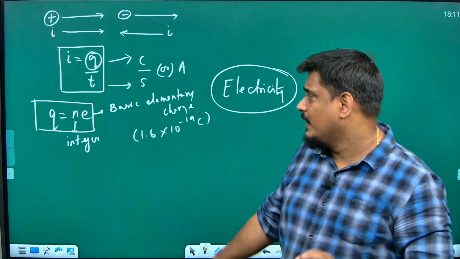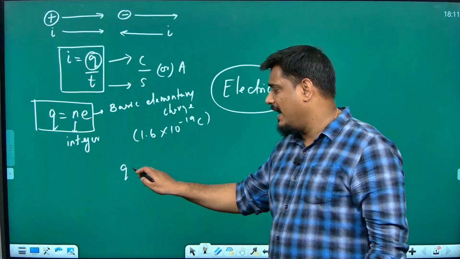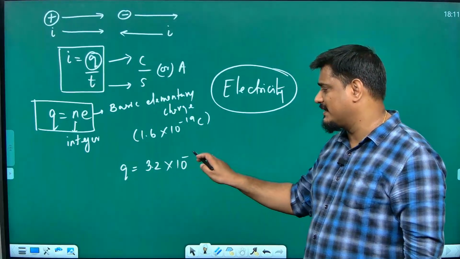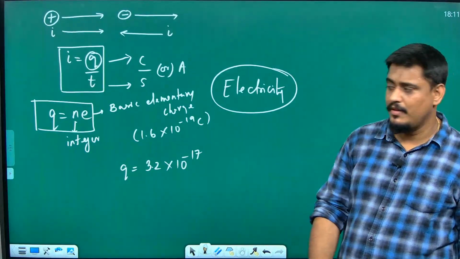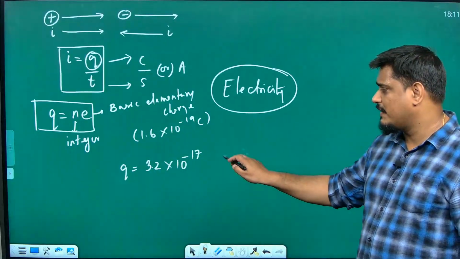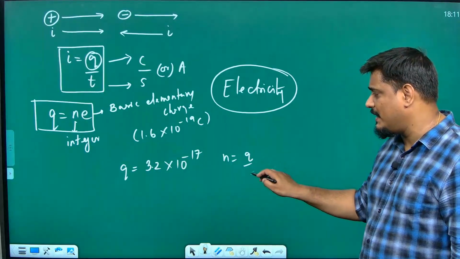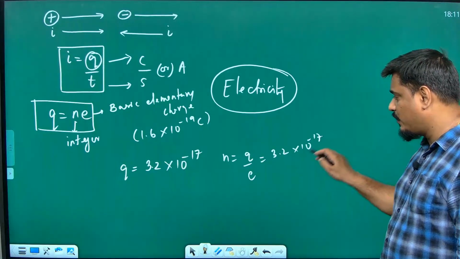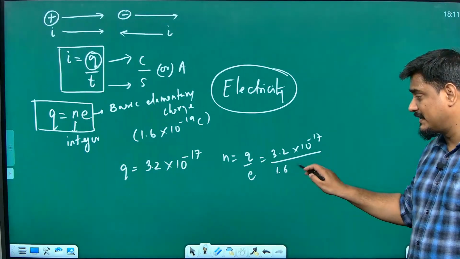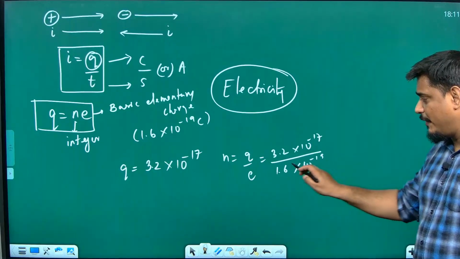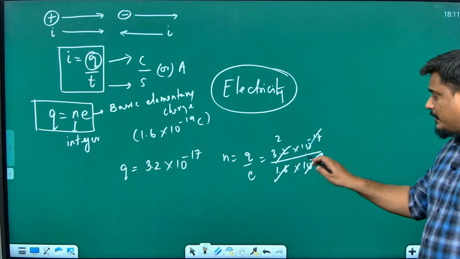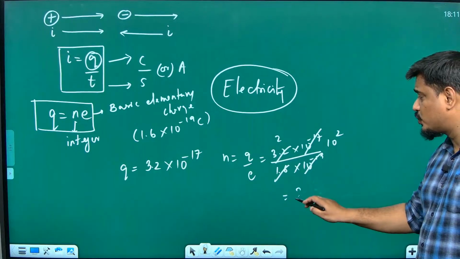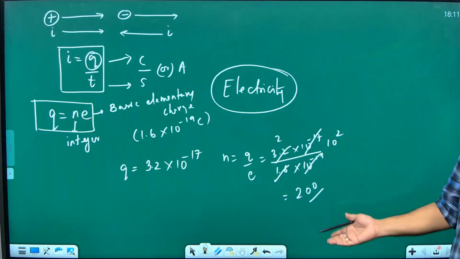For example, if I give you the value of Q as 3.2 times 10 to the power minus 17, and E you already know, what is the value of N? N will be equal to Q by E. Q is 3.2 times 10 to the power minus 17, and E is 1.6 times 10 to the power minus 19. If I divide, it becomes 2, and 10 to the power minus 17 over 10 to the power minus 19 becomes 10 to the power plus 2. So it becomes 200. Now, 200 is an integer.